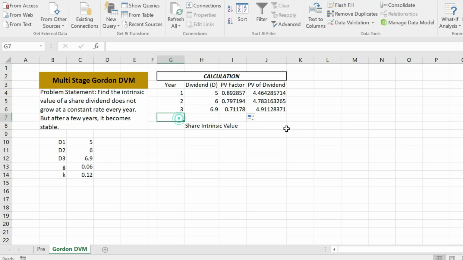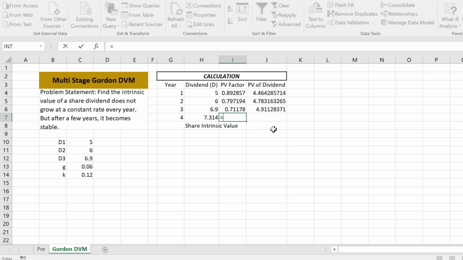For now, we have to go for the year 4, and as we know, our main goal is to find the share's intrinsic value. So for year 4, how do we find D4? Finding this is actually the previous dividend multiplied by 1 plus our growth rate. Yes, this is the D4 we have found.